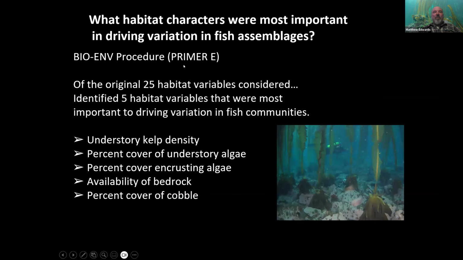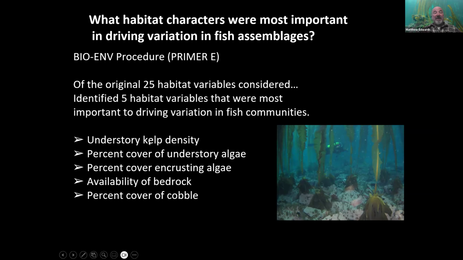And so we then asked what habitat characteristics were important in driving any variation in fish assemblages. Now we're trying to understand how the fish are associating with this new urchin barren habitat type. This was a statistical procedure, the BIO-ENV procedure, using PRIMER-E. Of the original 25 habitat variables we noted, this allowed us to identify a subset that were really important in associating with fish. And we found 5 habitat variables were the most important ones.